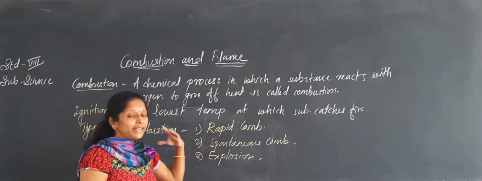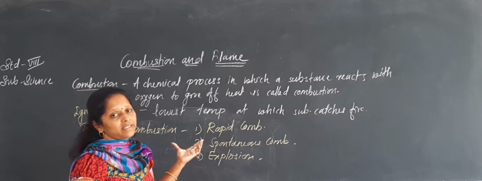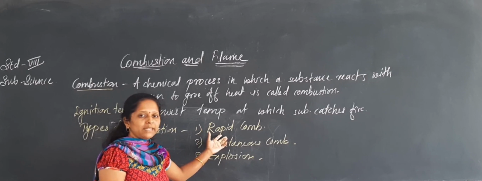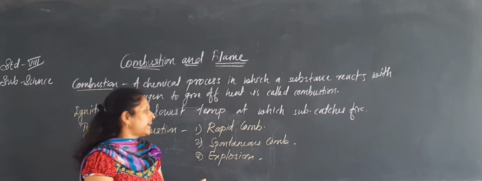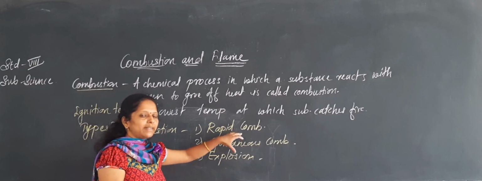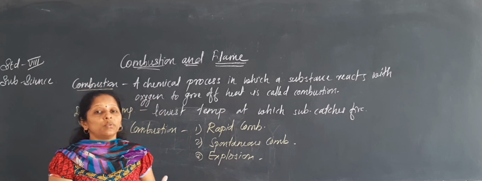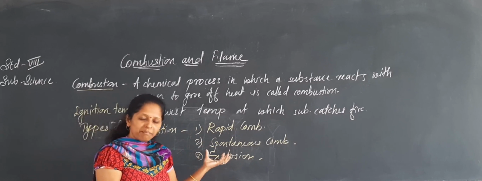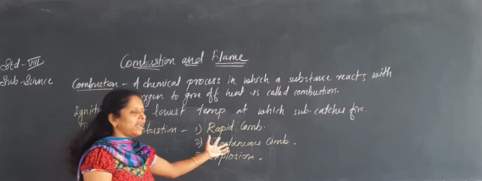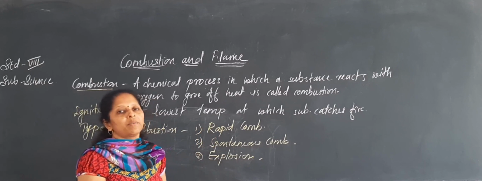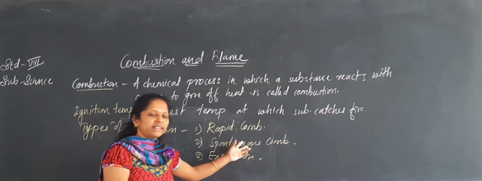Rapid means an external application is necessary, by a gas burner or a matchstick. When we apply it to LPG gas, it burns very rapidly and produces heat and light. That is rapid combustion. In spontaneous combustion, it bursts by itself, forms a flame and catches fire, like a forest fire, or coal mines, or phosphorus kept in the air, which sometimes catches fire by itself.